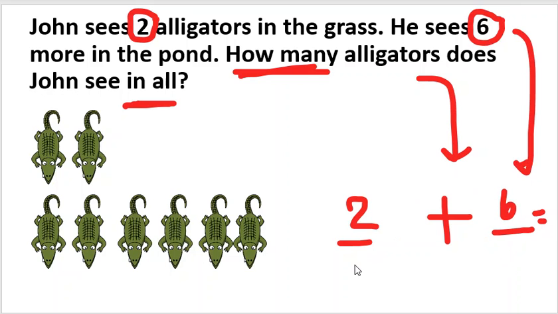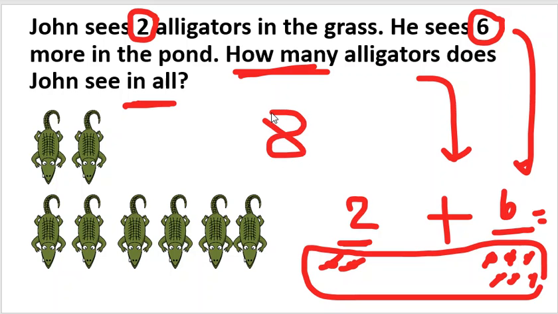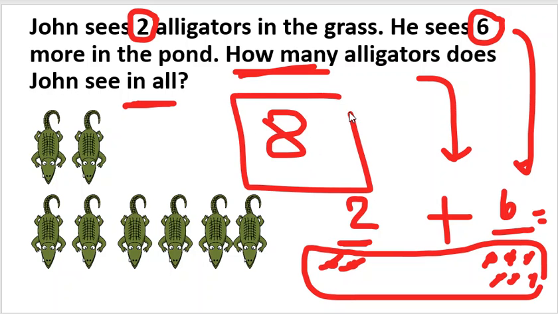Well, I can make little drawings. So I'm going to make circles. Right here, I have to make 2. So 1, 2. And then I have to do 6 over here. 1, 2, 3, 4, 5, 6. And then I have to count them all together to find the answer to my problem. So I have 1, 2, 3, 4, 5, 6, 7, 8. So my answer to this problem is 8. So John saw 8 alligators in all. So he saw 8 alligators, okay?